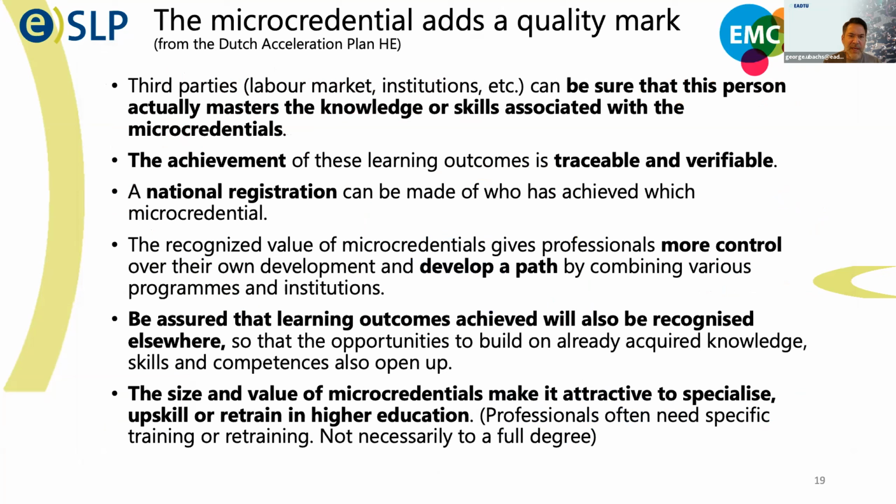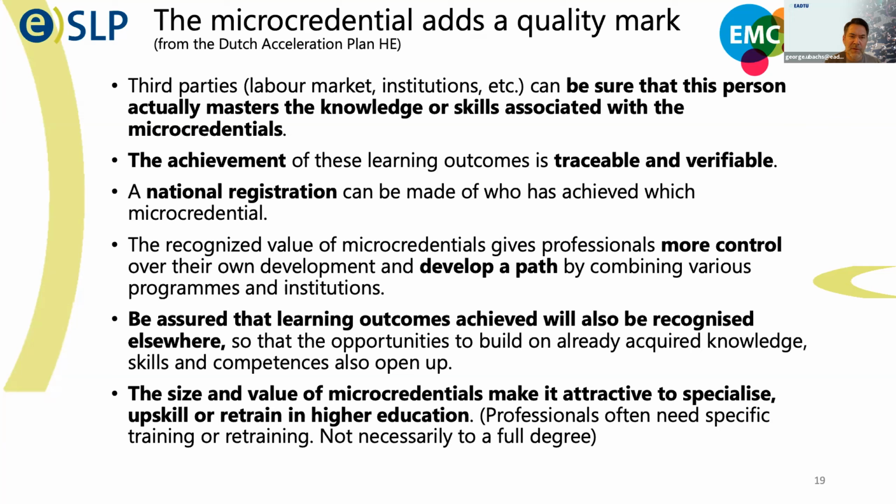So the micro-credential actually adds a qualification and a quality mark. Third parties can be assured that this person actually masters the knowledge and skills associated with the micro-credential. The achievements of these learning outcomes are traceable and verifiable, and not yet, but possibly, a national registration can be made of who has achieved which micro-credential. You create also more control by developing an educational path in combination with different programs and stackability of programs. You can be assured the learning outcomes achieved will also be recognized somewhere else.